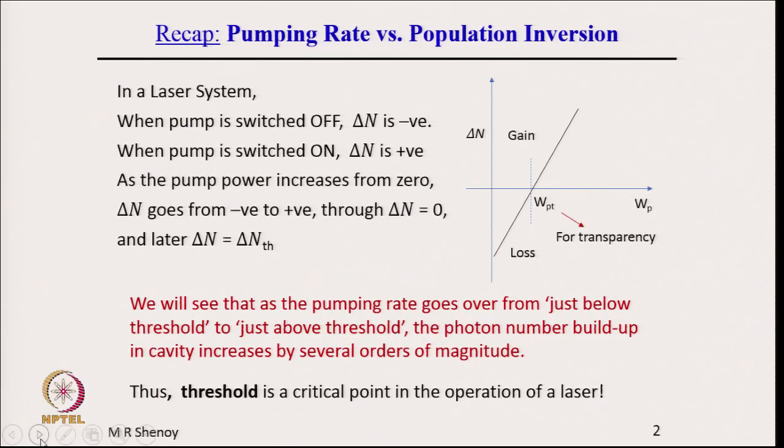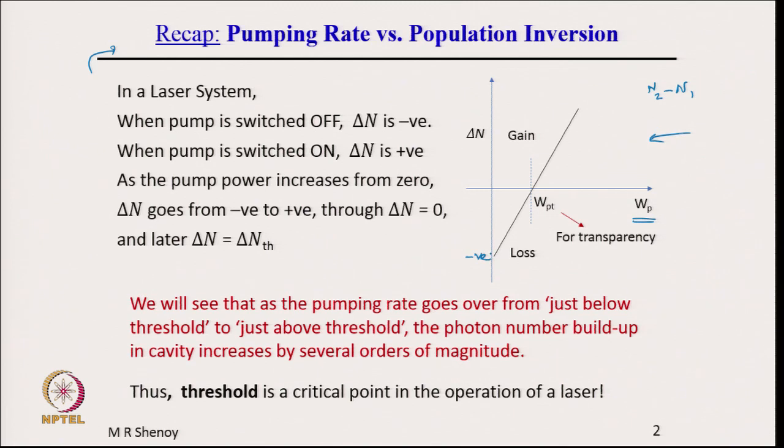A very quick recap: we had seen how the population inversion changes with the pumping rate, in the diagram here. Delta n starts from negative when there is no pumping. On the x axis we have the pumping rate W p. When the pump is off, delta n, the inversion, is negative. Delta n is n 2 minus n 1 or n 3 minus n 2, depending on whether it is a 3 level or a 4 level system.